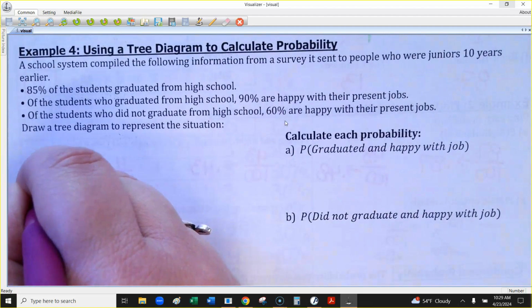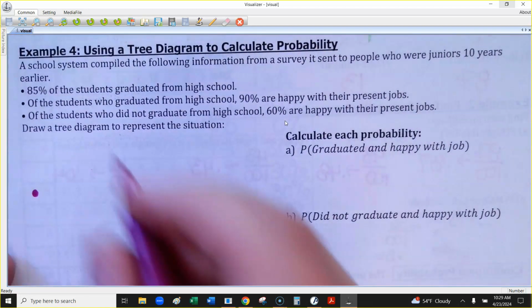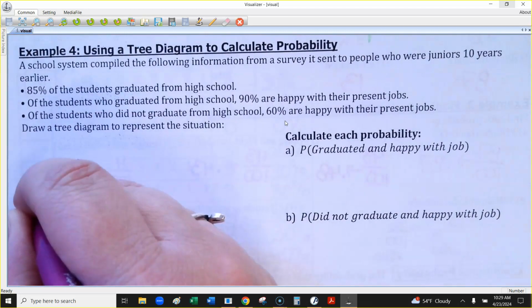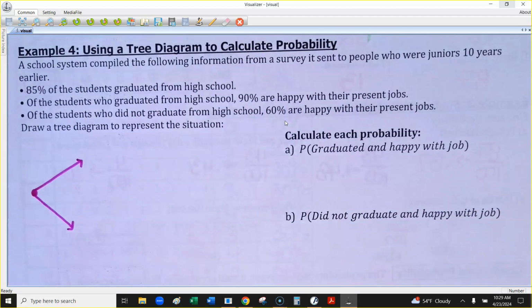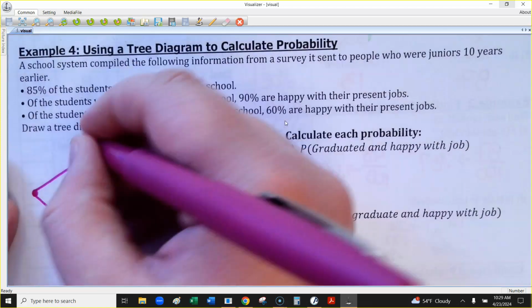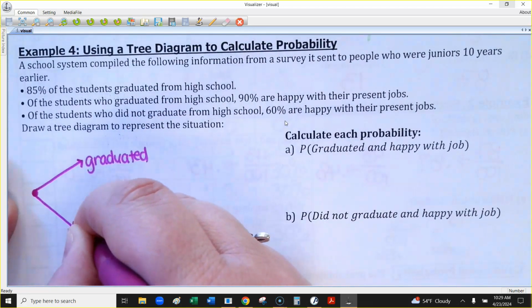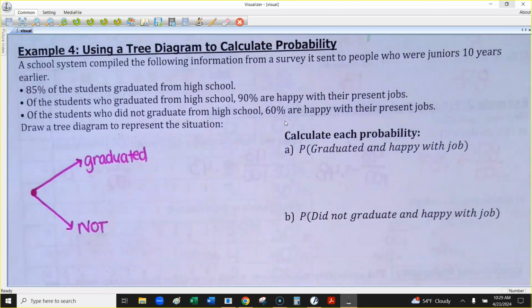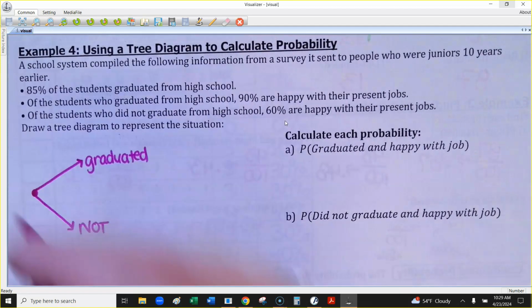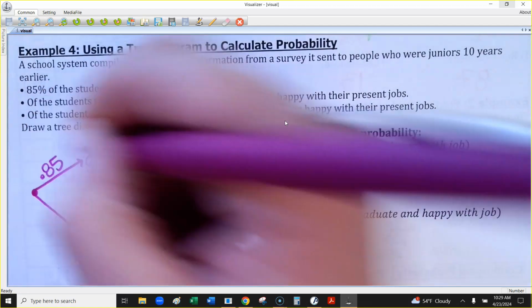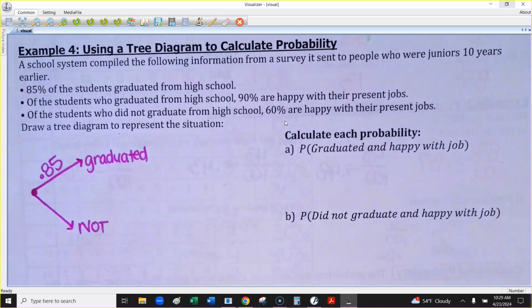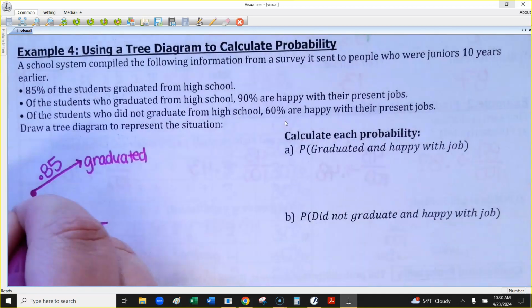Okay, so I'm just going to start with a little dot, and then I'm going to draw a line here, like a little ray almost, and one here. So first thing it says is 85% of these people graduated. So the result would be I either graduated or I didn't graduate. All right, the probability I graduated would be 85%. What would the percentage be, or the decimal be, for the people that did not graduate? 15. So this would be 0.15.